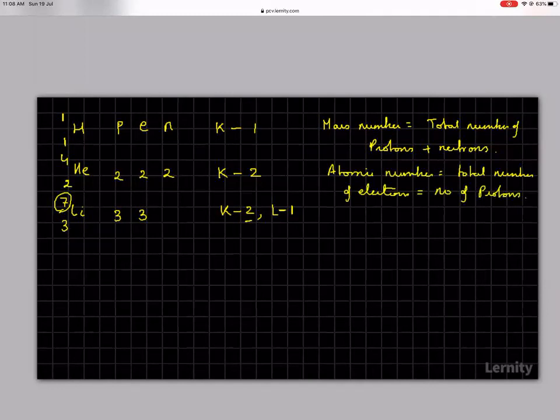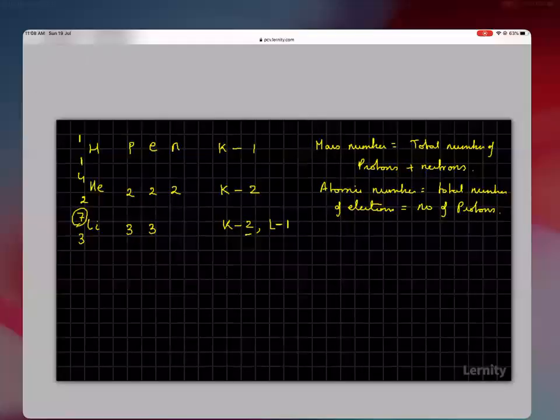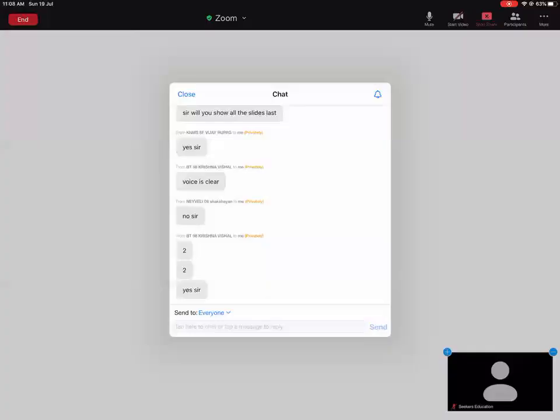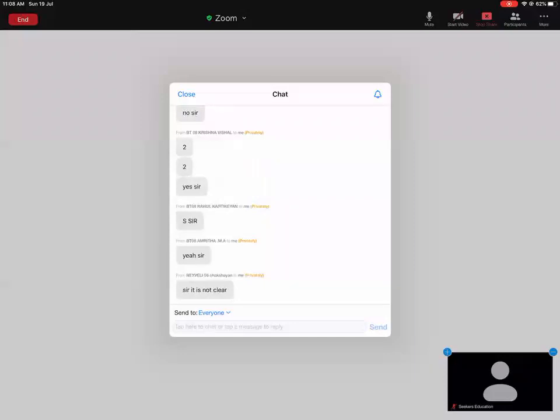Now is it clear with what I am expecting from you? Yes, yes. First, is it clear or not? See, for some people the voice is clear, for some it is not clear, which means it is your problem, not my problem, because your internet may have a little problem. What is not clear? What is expected from you is not clear. Okay, I will tell you again.